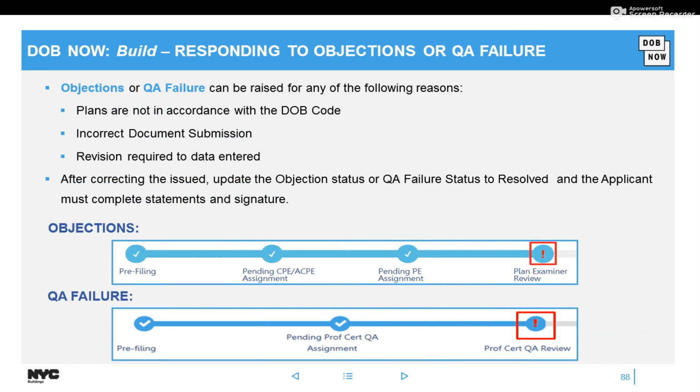Depending on the filing review type, you would see it differently. So if you had objections, you'll see it in the plan examiner review, but the exclamation mark pretty much shows up the same way. Some of the reasons why you would get an objection or QA failure is because like plans are not in accordance with the code, you submitted a CAT instead of the plans, or you just probably made a typo, so you need to redo your data entry.